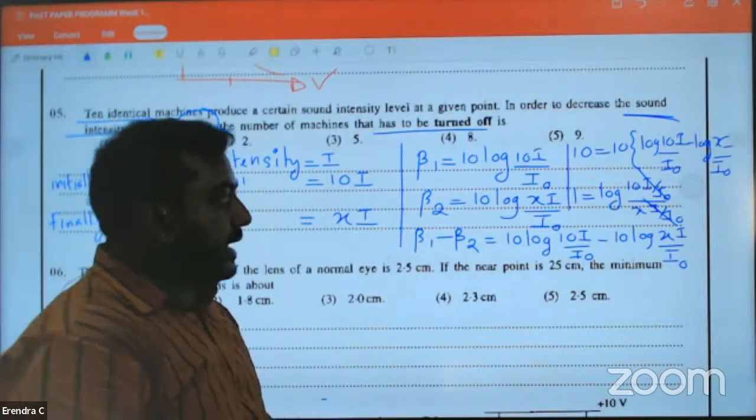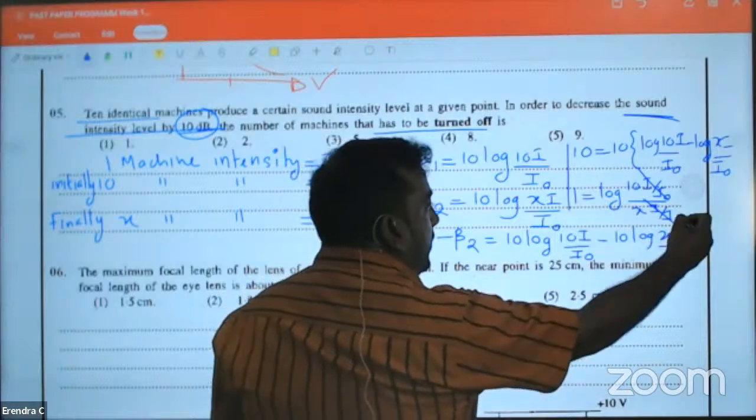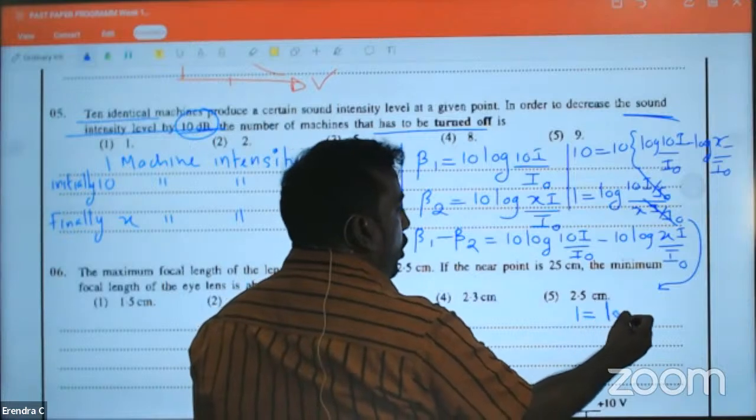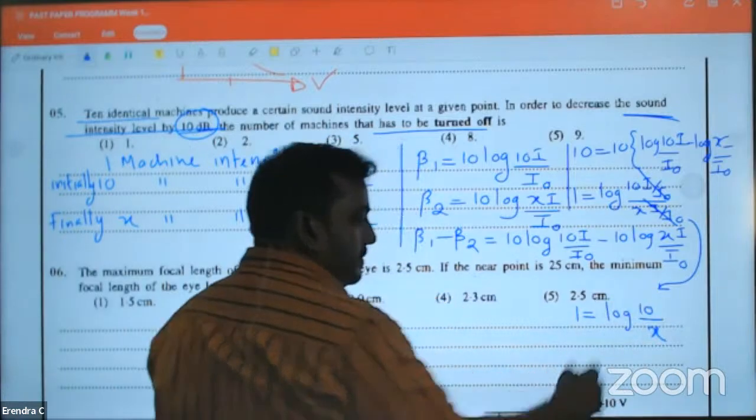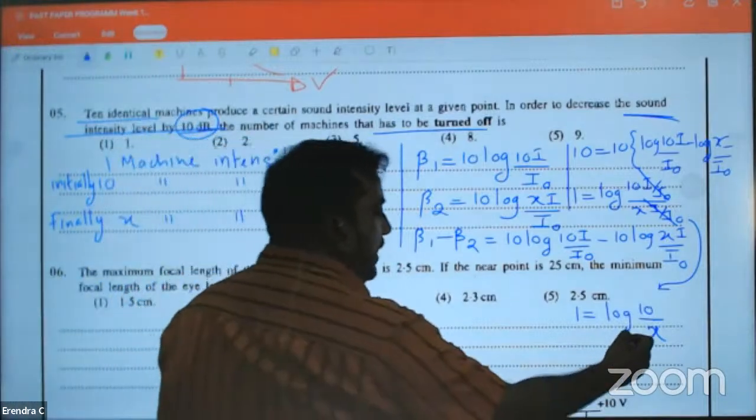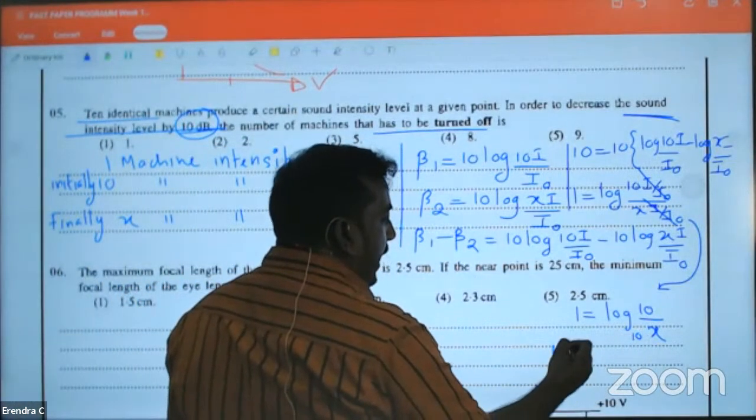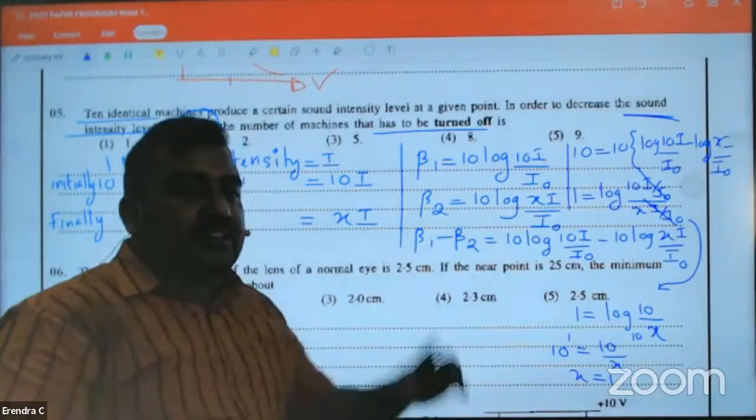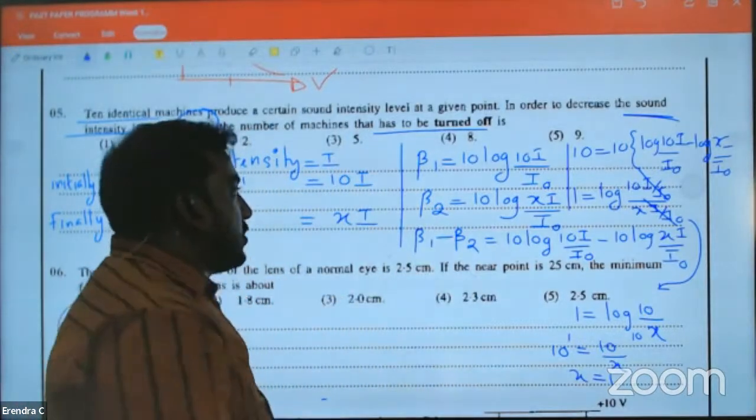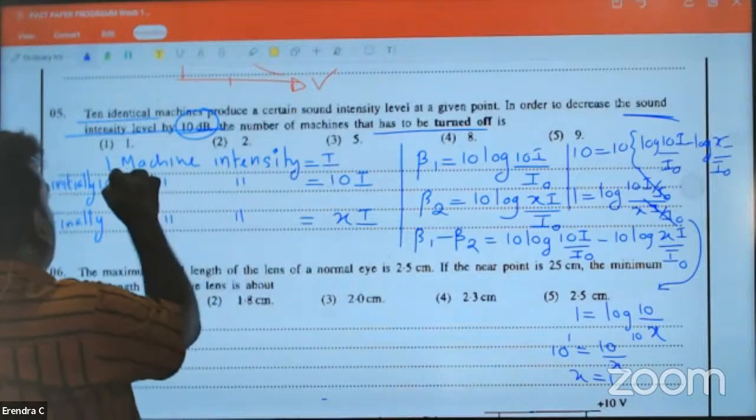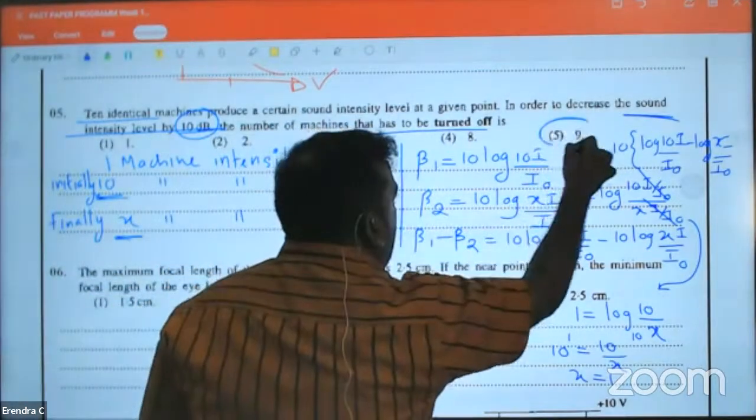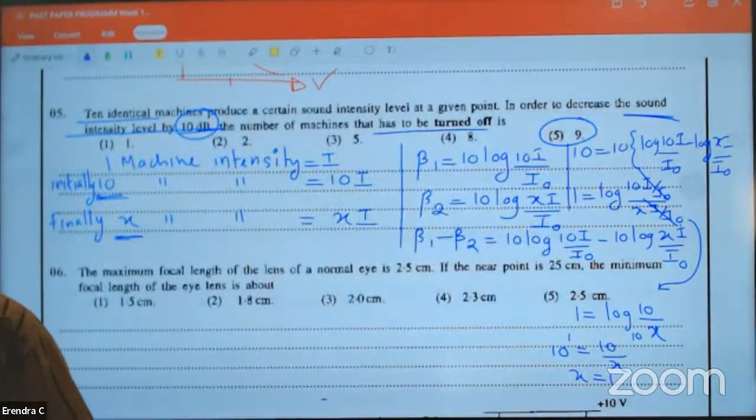Now what? Here you have, look at this carefully: 1 is equal to log 10 divided by X. How do you remove the log here? Log 10 means here goes 10 to the power 1, 10 divided by X. X is equal to 1. So finally you have one machine on. How many machines have you removed? 10 machines are there, finally only one machine. So 9 machines are removed. Clear, no?